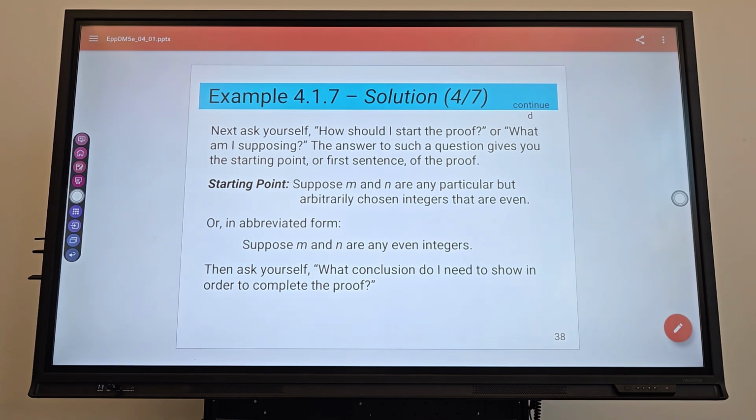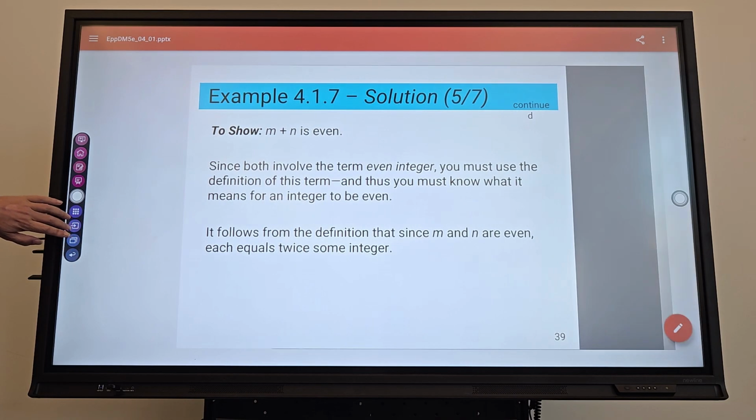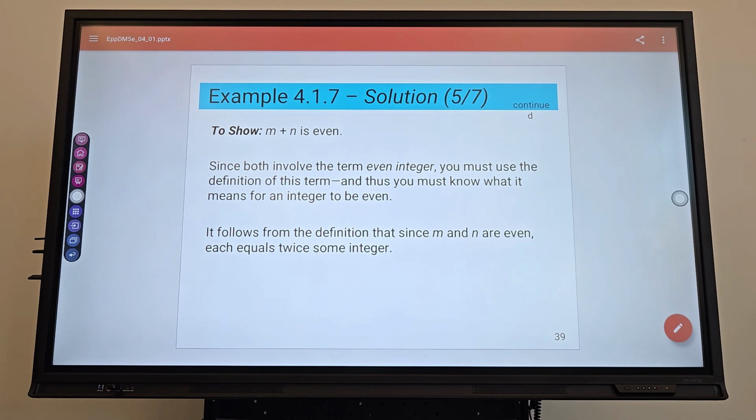Next, ask yourself, how do I start? What am I supposing? Starting point. Suppose m and n are any particular but arbitrarily chosen integers that are even. Or simply, suppose m and n are any even integers. What conclusion do I need to show in order to complete the proof? m plus n is even.